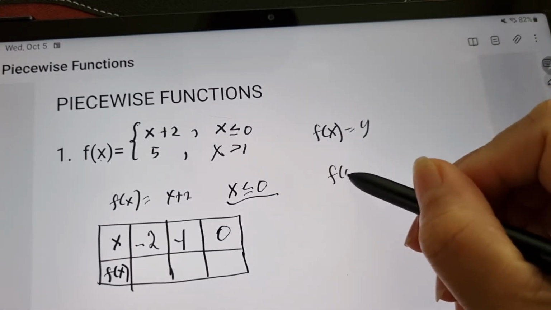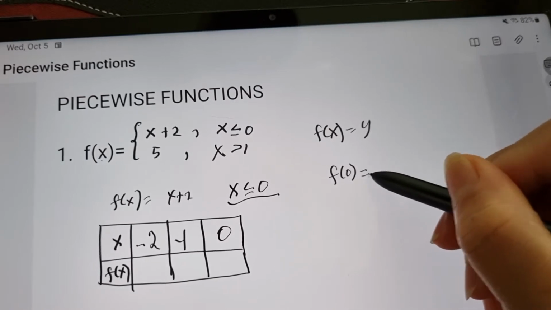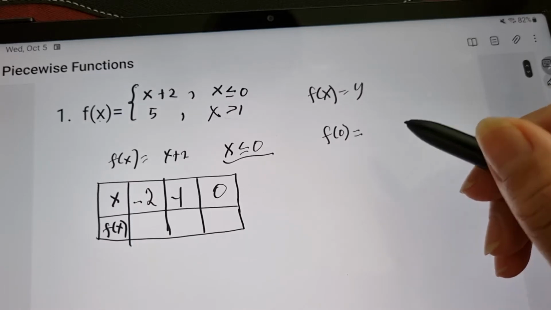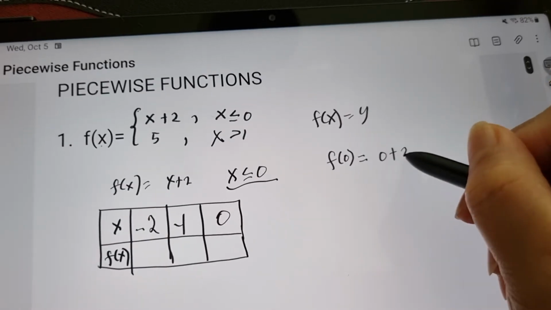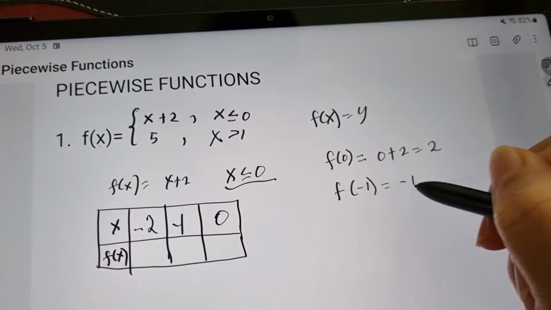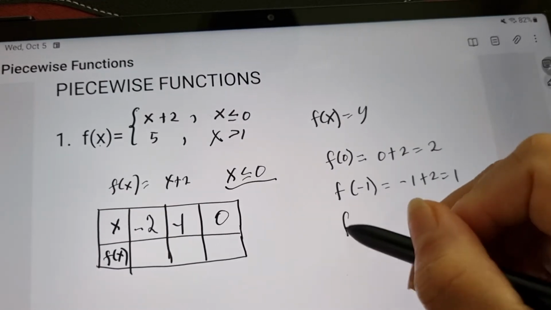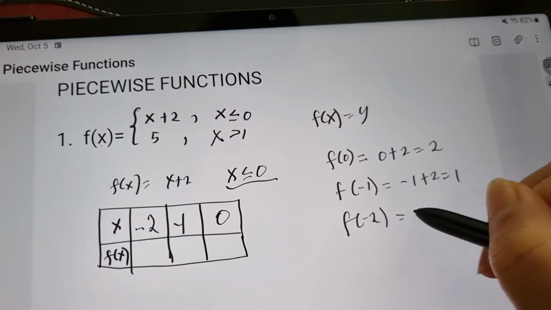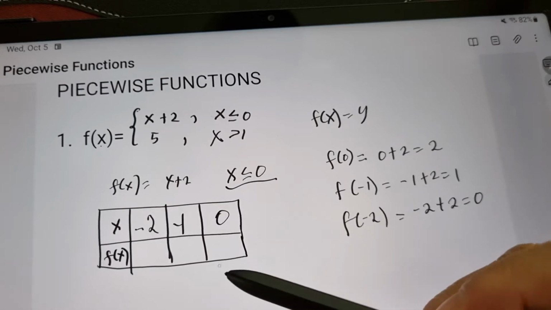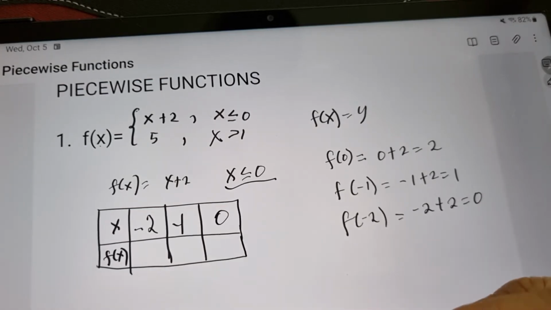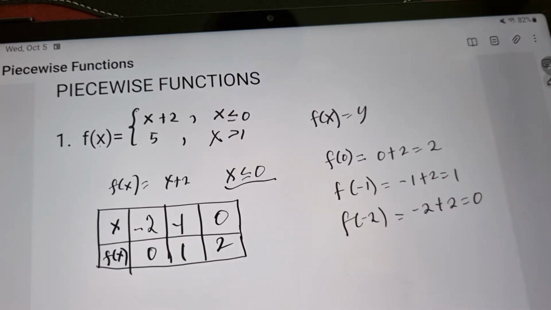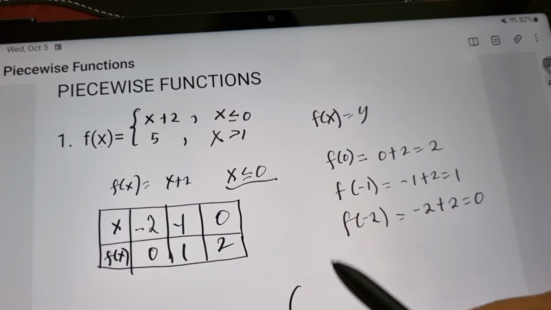So f of 0 is equal to, substitute lang natin instead of x, we are going to substitute 0. So, we have now 0 plus 2 that is equal to 2. Then f of negative 1 is equal to negative 1 plus 2, that is equal to 1. F of negative 2, negative 2 plus 2, that is equal to 0. So ito na yung mga values ng y natin or f of x. 2, 1, and 0. Okay? Ibig sabihin mayroon tayong 3 points dito.